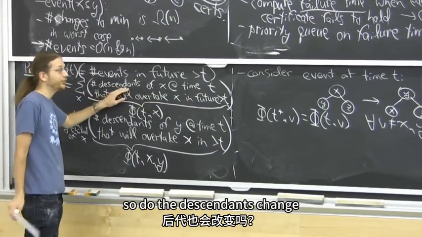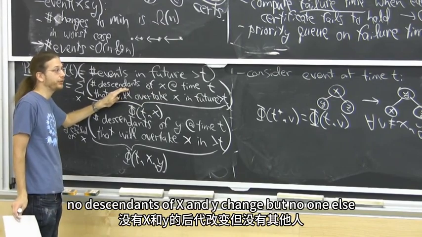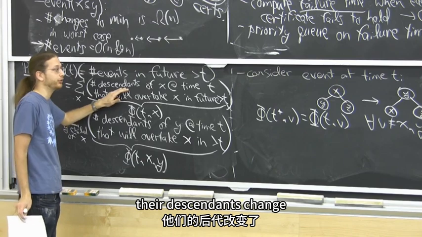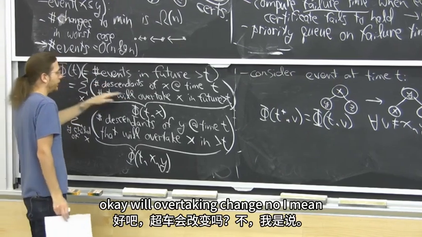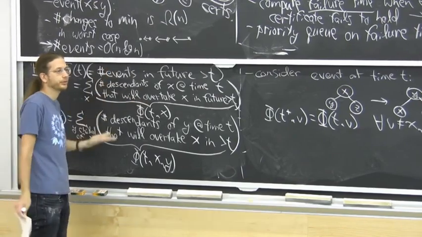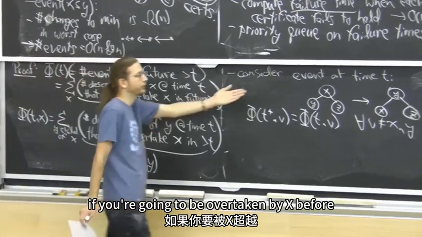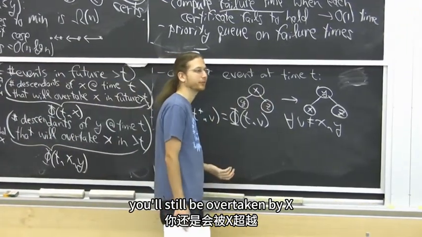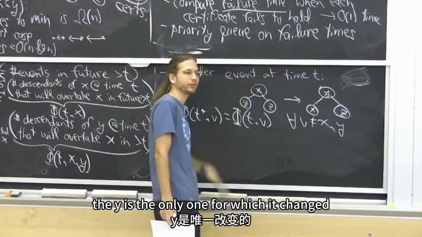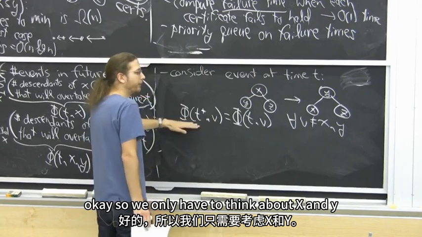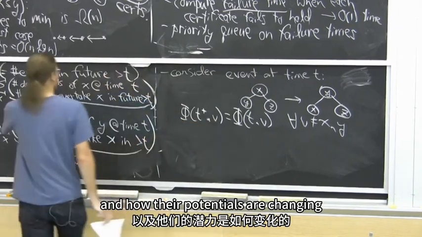So do the descendants change? No. Descendants of x and y change, but no one else's descendants change. It's just a swap of two adjacent elements. Will overtaking change? No. If you're going to be overtaken by x before, you'll still be overtaken by x, and it's still a descendant, unless it was y, the only one for which it changed. So we only have to think about x and y and how their potentials are changing.